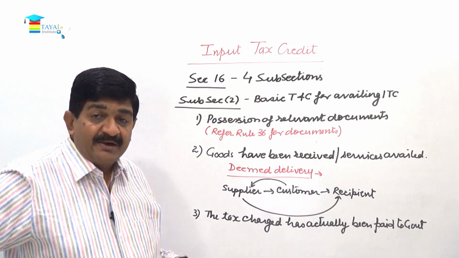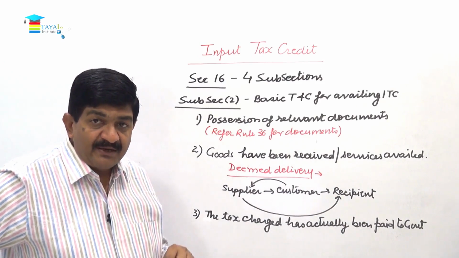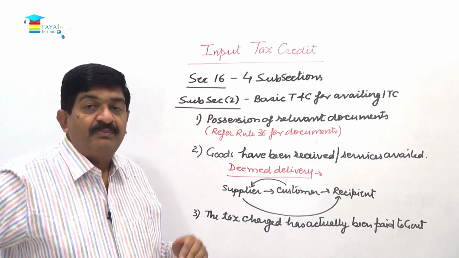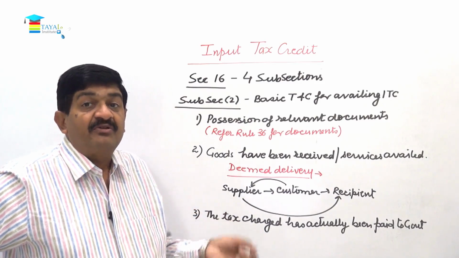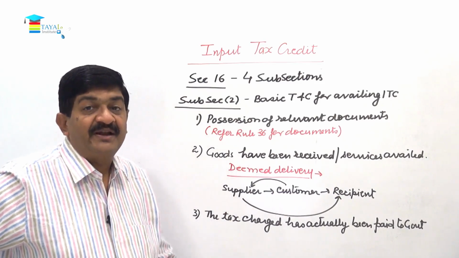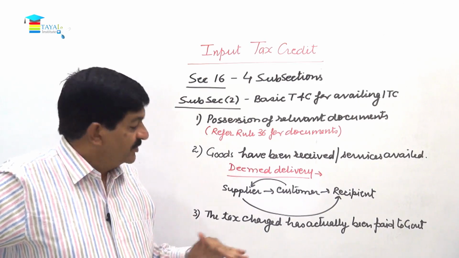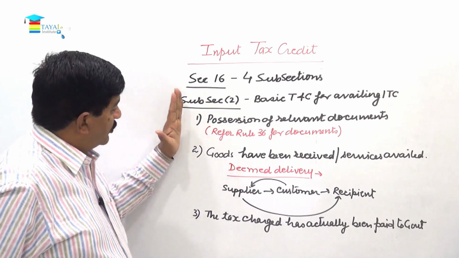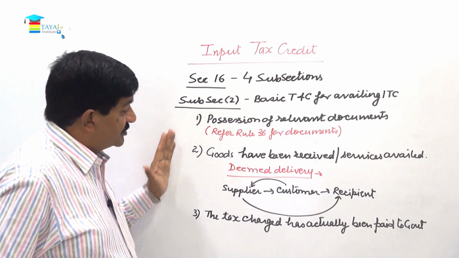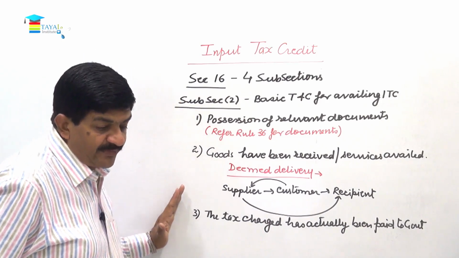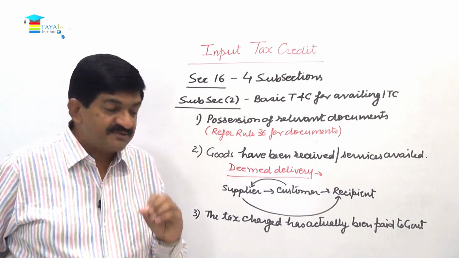So the supplier has supplied, he has given an invoice, payment has been made to the supplier, but he has not paid to the government. Credit cannot be availed. So the condition is, there is a document, possession of the goods, that amount of the tax has already been paid, then only this is possible.